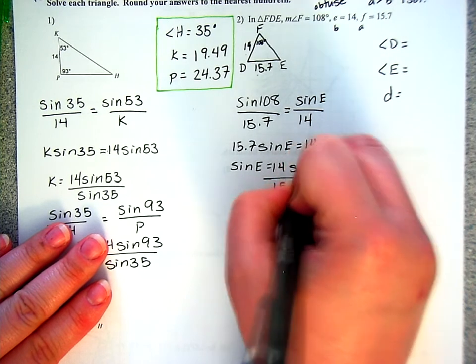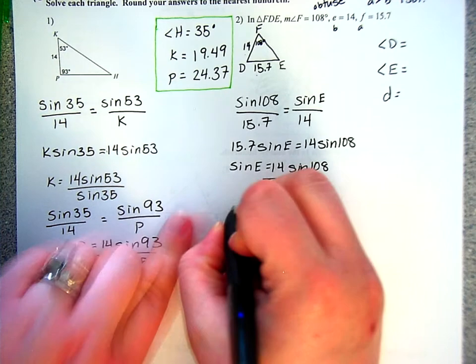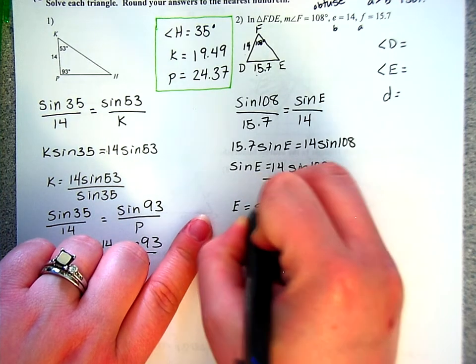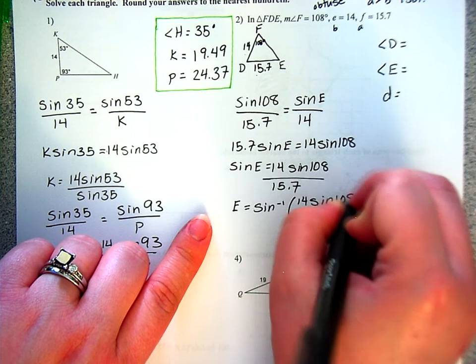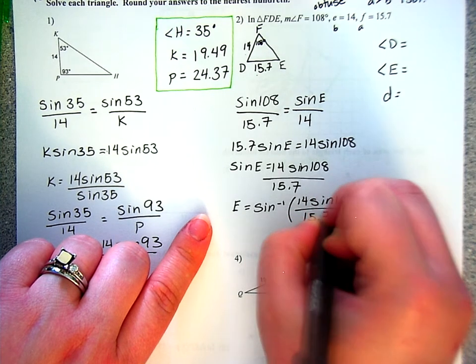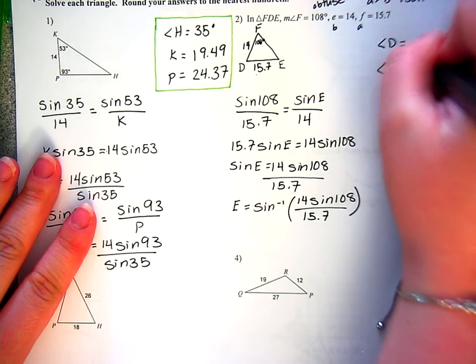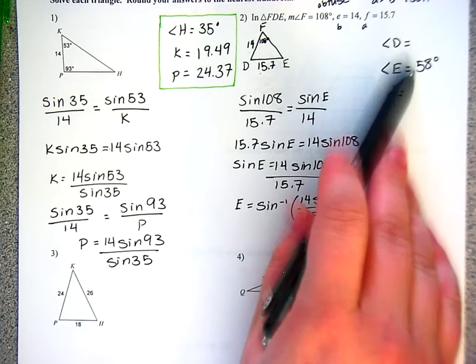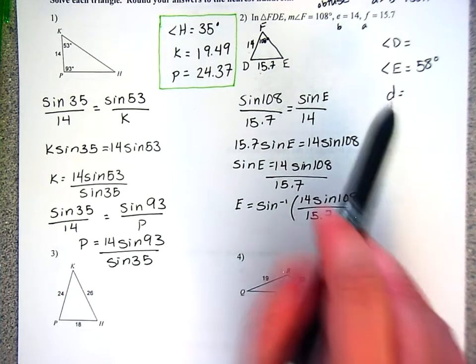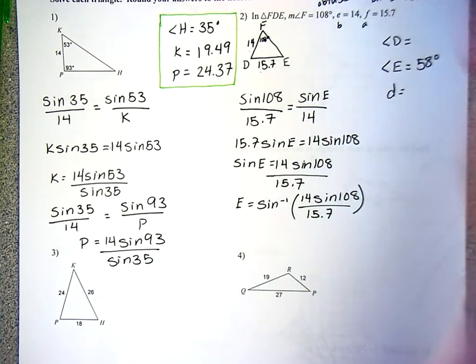And then since we have sine of E, the way I get rid of that is sine inverse. So E is equal to sine inverse of everything we have right here, that 14 times sine 108 divided by 15.7. So I'm going to put that in my calculator. I'm going to round, and I'm going to get 58 degrees. Now that I have two angles, F and E, I can find angle D by subtracting from 180. So I'm going to have 180 minus 108 minus 58 gives me that D is equal to 14 degrees.